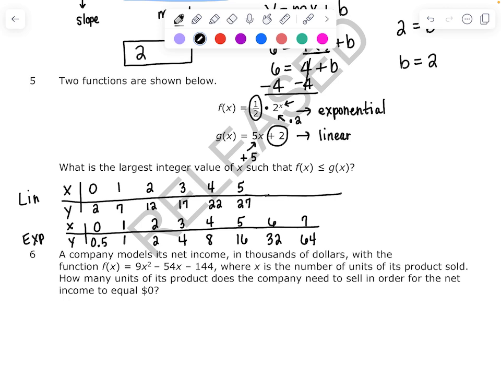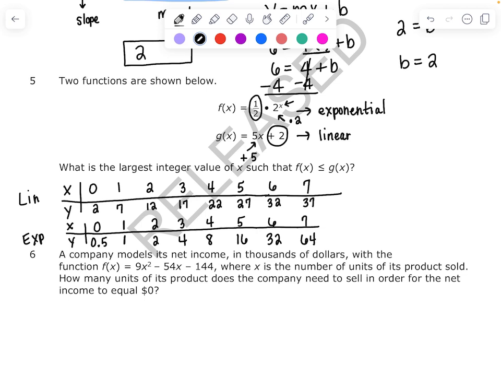Okay, I'm going to go back and extend my linear intervals. So again, remember the pattern was just adding 5. So in the sixth interval, we would have 32. In the seventh interval, we would add 5 more, we would have 37.